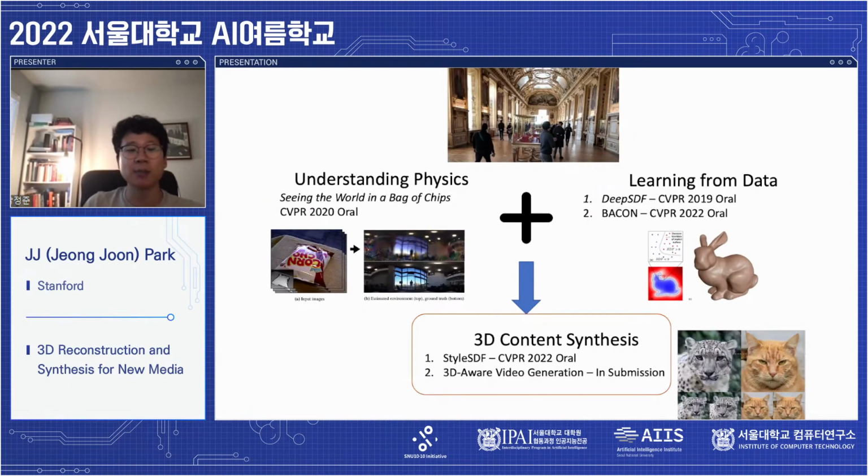So in the last part of the talk, I will discuss how to use the prior representations and the physical knowledge that are accumulated to use it for 3D content synthesis, and specifically leveraging the neural implicit representation I introduced to learn a synthesis 3D model only from 2D images.